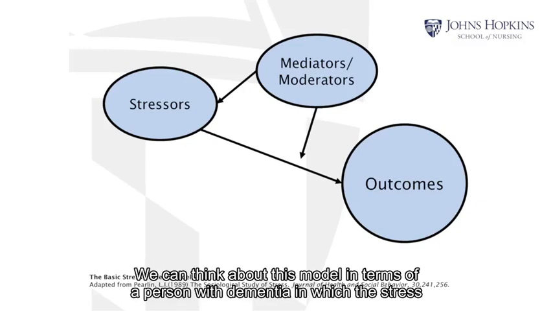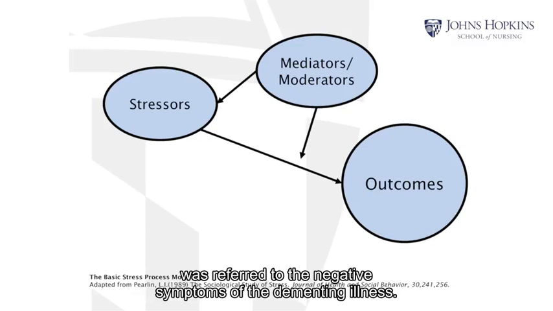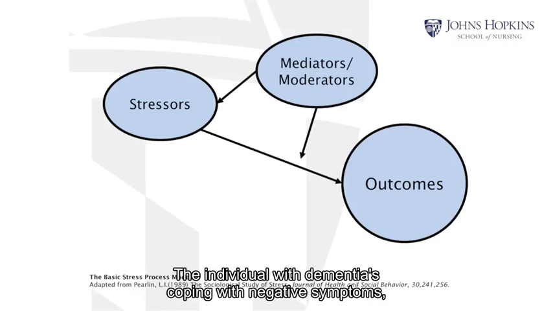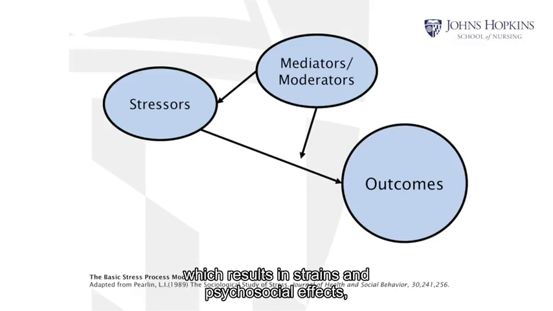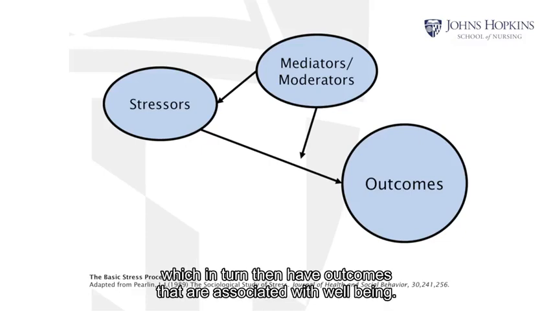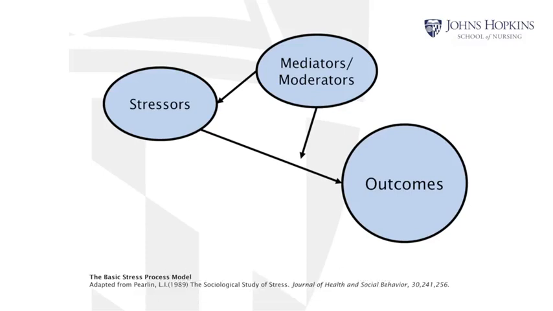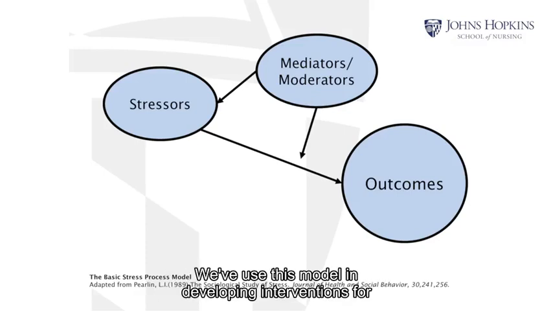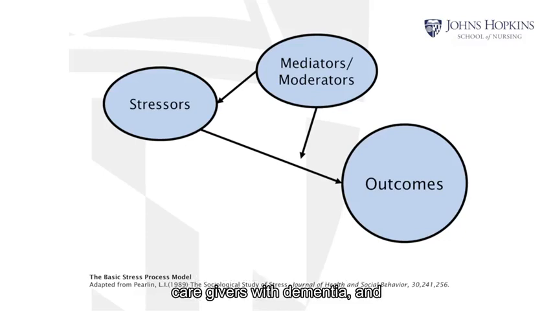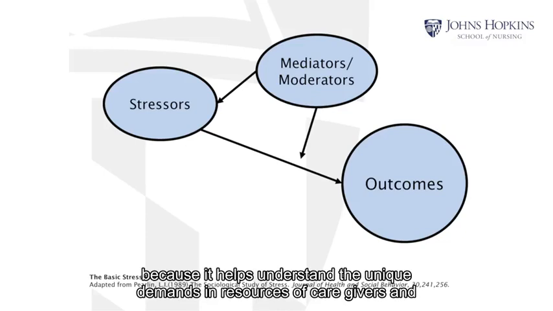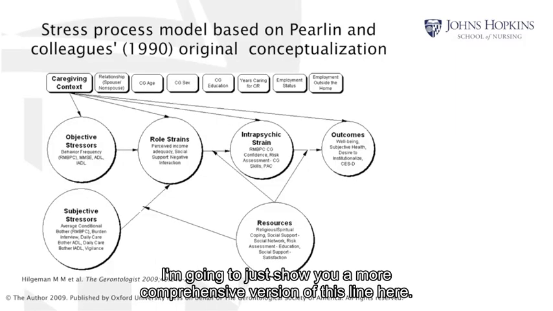We can think about this model in terms of a person with dementia, in which the stressors refer to the negative symptoms of the dementing illness. The individual with dementia is coping with negative symptoms, which results in strains and psychosocial effects, which in turn then have outcomes that are associated with well-being. We've used this model in developing interventions for caregivers with dementia, because it helps understand the unique demands and resources of caregivers. And I'm going to just show you a more comprehensive version of this slide here.